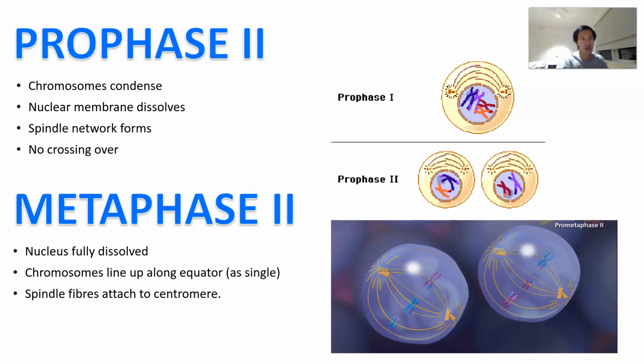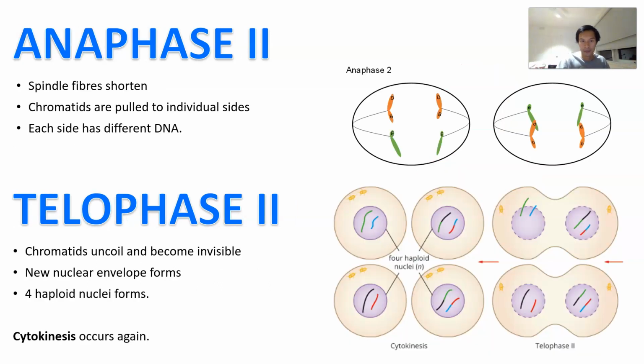So in prophase 2, the chromosomes are going to condense, the nuclear envelope dissolves, and then the spindle fibers form their network again as the centrioles move to their poles. There is no crossing over in prophase 2. In metaphase 2, your nucleus is fully dissolved. The chromosomes are now going to line up singly along the equator, and then the spindle fibers attach to the centromere. In anaphase 2, the spindle fibers are going to shorten, and then the chromatids are going to be pulled apart from one another, just like in mitosis, and each side will have different DNA from the other side.